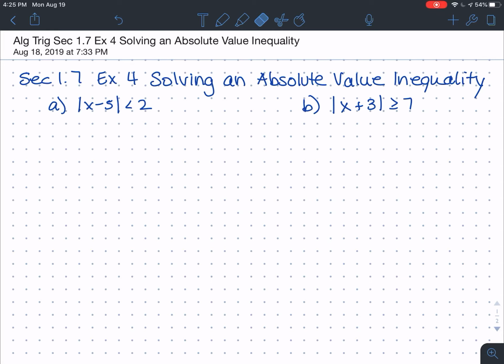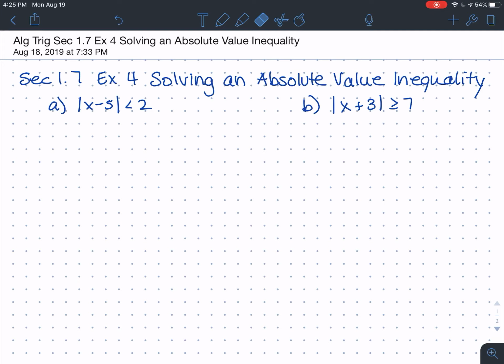Okay, we're going to solve an absolute value inequality now. It's very similar to how you would solve an absolute value equation, with a couple of other things you have to think about. So let's take a look at part A. Normally if that was an equal sign, we would set x minus 5 equal to plus or minus 2.